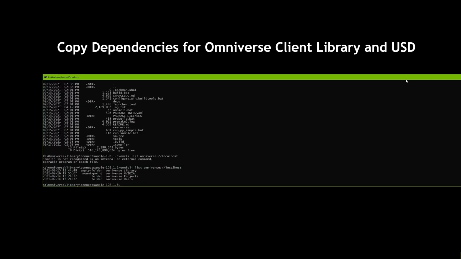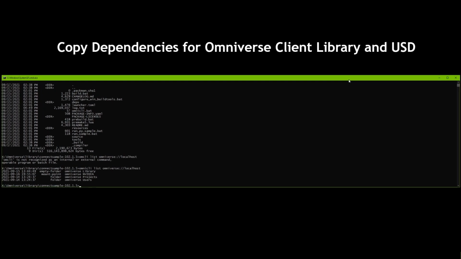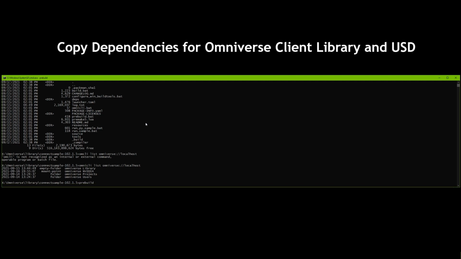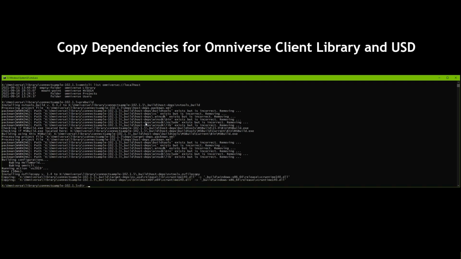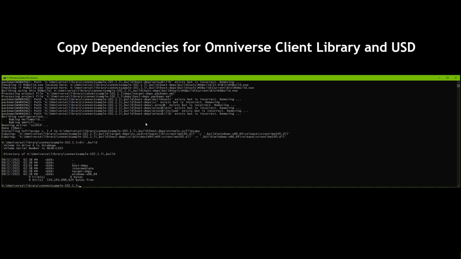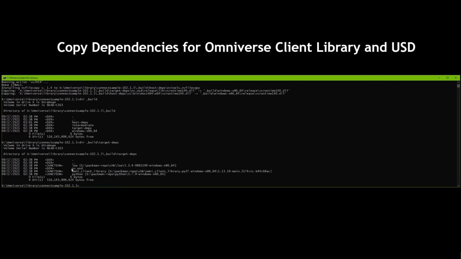Okay, now we need to copy the USD and Omniverse client library dependencies into our new simple project. So I'm going to go to my command window, and if we run pre-build, it will actually download everything using our dependency manager. And if I look at what's under the build folder, you can see there's a target-deps. That's what I'm really interested in. And we have NVUSD, that's what we want, and the Omni client library.